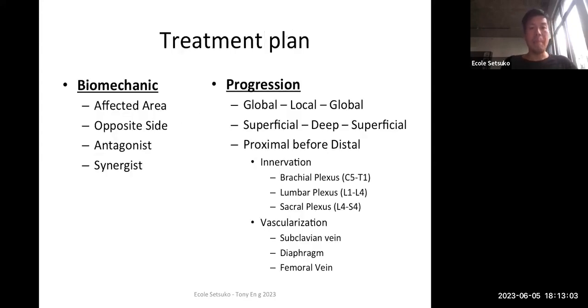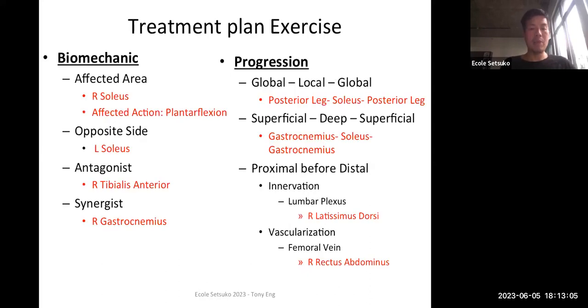Okay, so let's look at a treatment plan. I put an example as the right soleus here. So for the right soleus, the affected action is plantar flexion. We always want to look at what action is associated. So, for example, the problem is the plantar flexion. So you want to consider the left soleus, of course, because it's the opposite side, it's compensating. The right tibialis anterior, because it does dorsiflexion.